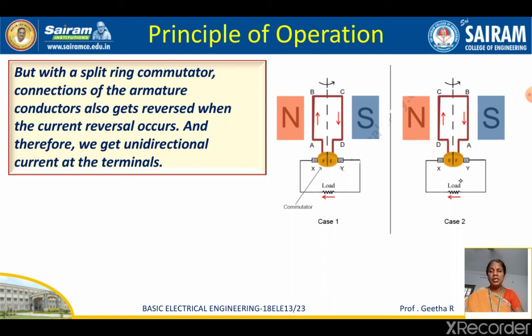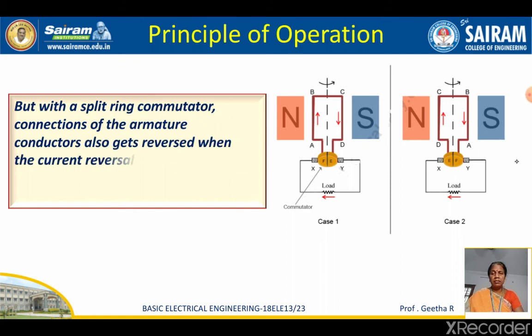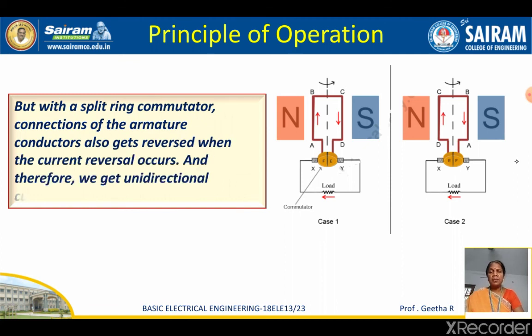The connections of the armature conductors also get reversed when the current reversal occurs. So when there is a current reversal due to the coil position after 180 degrees, the connection of the commutator also will be accordingly changed, and therefore we will get the unidirectional current at the terminals. So with the split ring commutator, whenever the current reversal occurs, the connections of the armature conductor also get reversed, and therefore we will get the unidirectional current in the terminals.